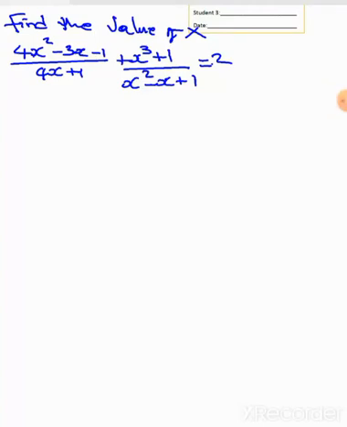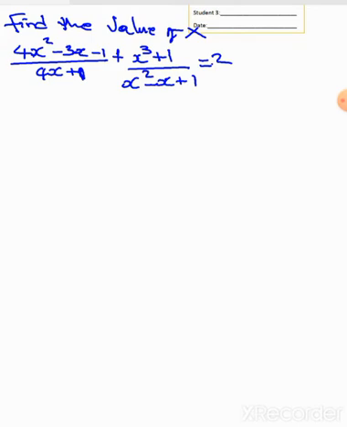Okay, so this one was a question that we attempted also, is for grade 10. So they're saying we must find the value of x given that (4x squared minus 3x minus 1) divided by (4x plus 1) plus (x cubed plus x cubed plus 1) divided by (x squared minus x plus 1) is equal to 2. So they say we must find what is x.